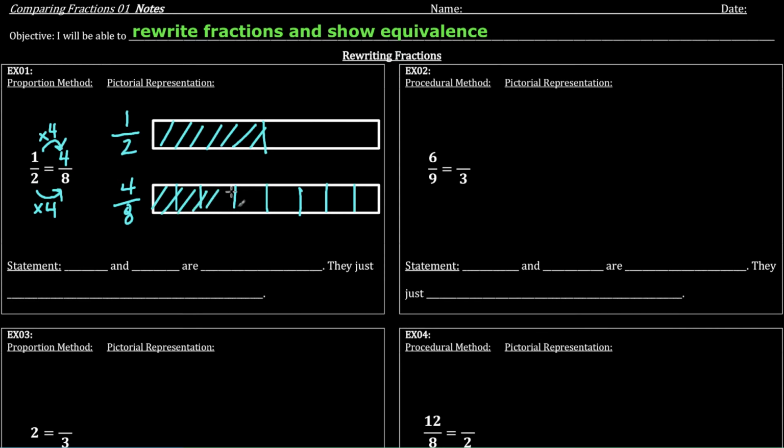1, 2, 3, 4. So we can see that 1/2 is equivalent to 4/8. A statement is that 1/2 and 4/8 are equivalent. They just look different.